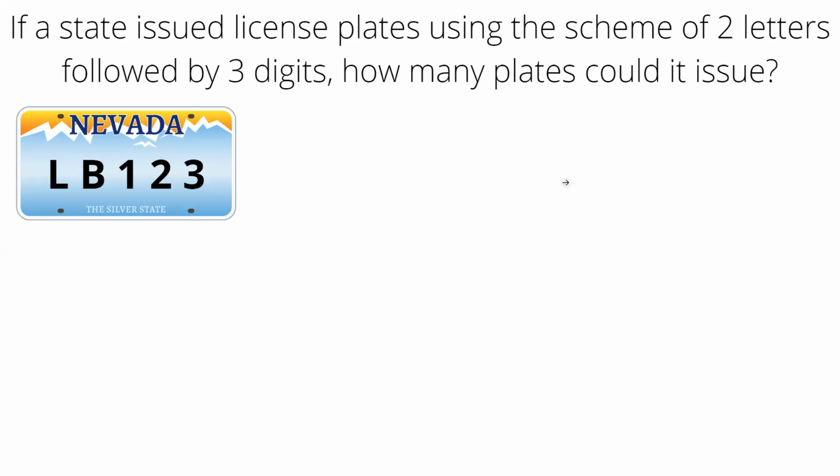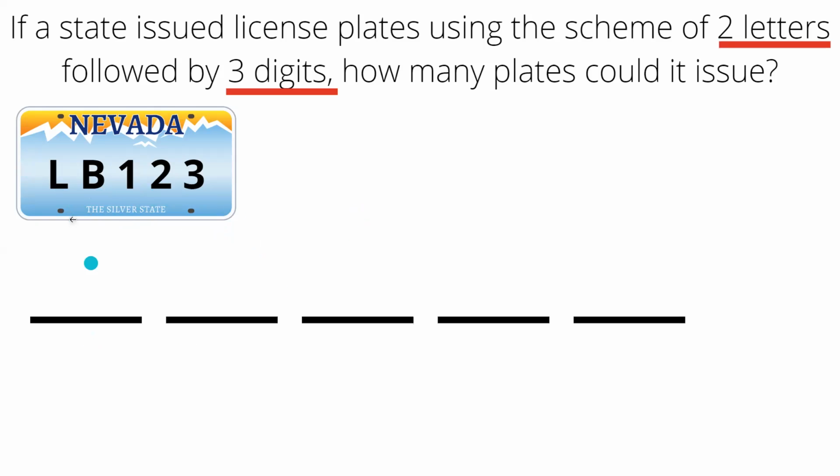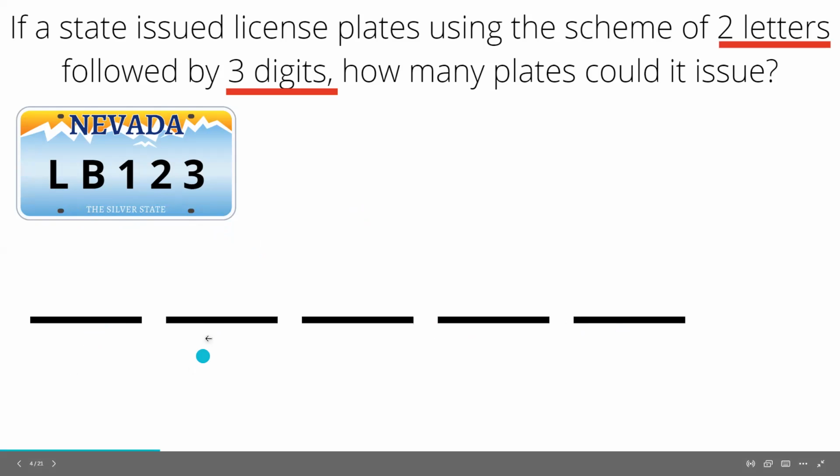Okay, so I just gave you an example here of a license plate. You have 2 different letters followed by 3 digits. They want to know how many different plates you can get. So you actually have 5 different places here. And in each place, I want to consider how many different options I have for each place.